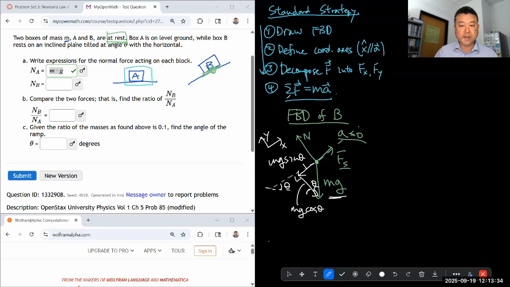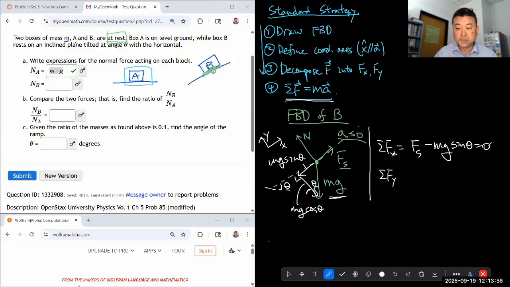Step number 4, write down Newton's second law equations. I've got a two-dimensional problem, so I need to write it down for net force in the x direction and net force in the y direction. Net force in the x direction: I have the friction force, Fs, minus the x component of gravity, mg sine theta, is equal to 0. And y component: I have the normal force, minus the y component of gravity, mg cosine theta, is also equal to 0 because total acceleration is 0. So that's my standard strategy.